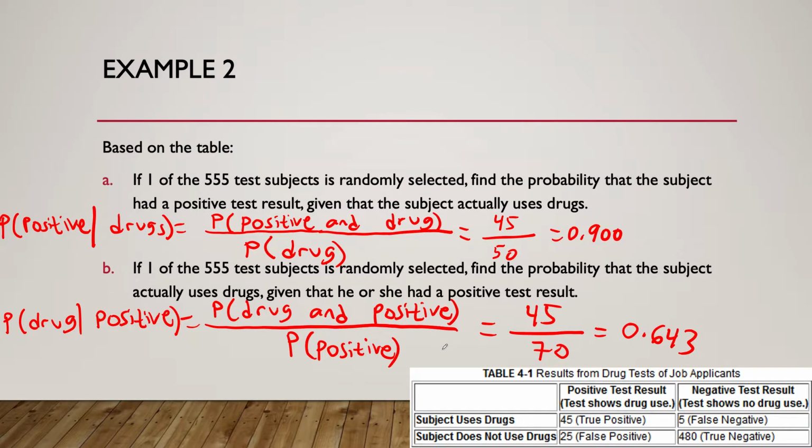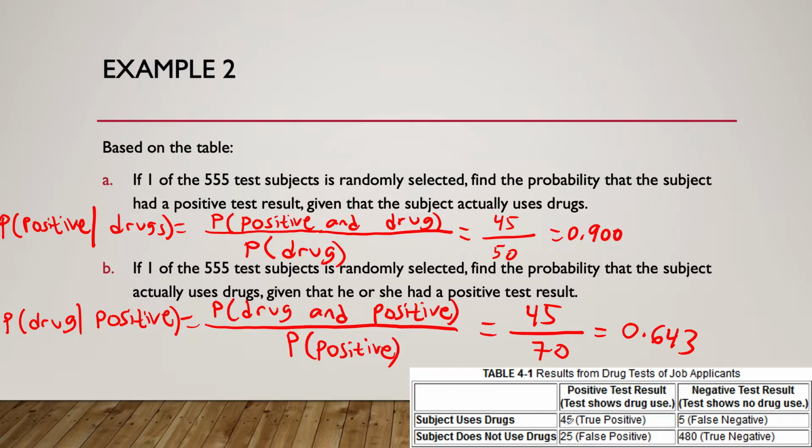So an example using the conditional probability is this. Based upon this table down here, if one of the 555 test subjects is randomly selected, find the probability that the subject had a positive test result, given that the subject actually uses drugs.